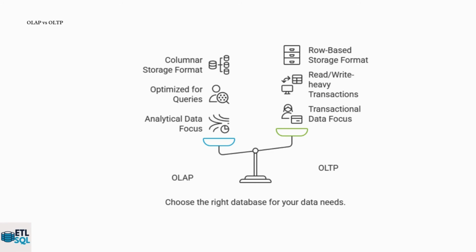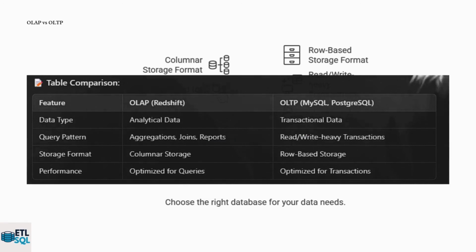Some of the key differences between OLAP and OLTP systems I have observed over the years is that most of the OLAP systems support columnar storage format. They are optimized for running heavy SQL query workloads, and they are analytical data focused. Whereas OLTP, most of them follow the row-based storage format. They support read-write heavy transactions, and they are primarily focused on transactional data. So this is the table summary. You can compare OLAP, which is Redshift, with OLTP, which is typically MySQL, PostgreSQL, and other databases.